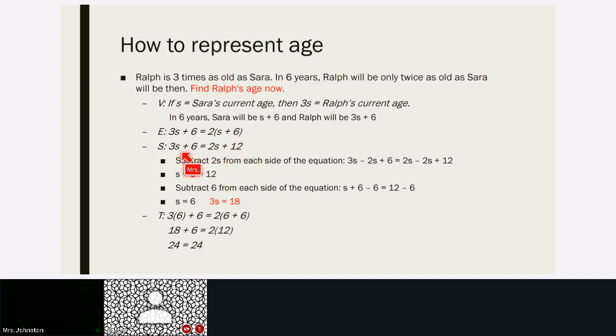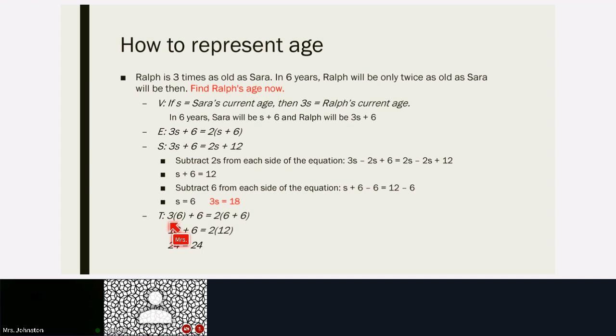Simplifying that, I have 3S plus 6 on the left. Using the distributive property, I get 2S plus 12. And now I can subtract 2S from each side to get my variables onto one side. When I do so, I end up with S plus 6 equals 12. And now this is a simple one-step equation. S is being added to, so I'll subtract 6 from each side. And I get that S equals 6. What I'm looking for, however, is Ralph's age. So I go ahead and do the next step, 3S equals 18. So Sarah is 6 and Ralph is 18.